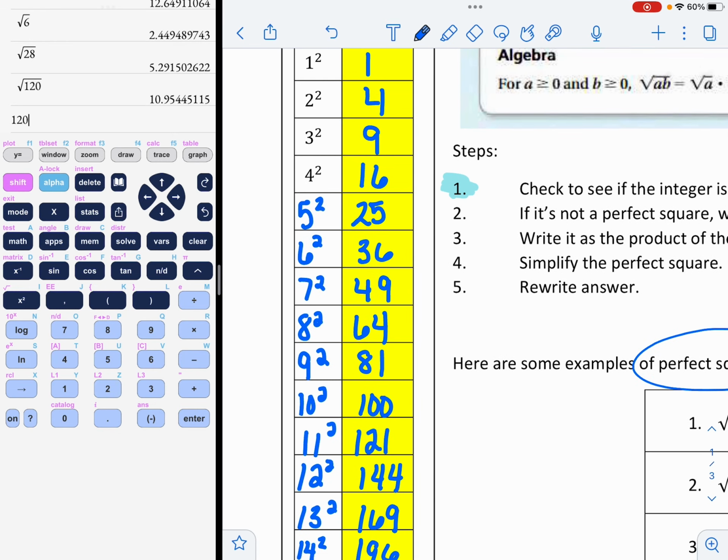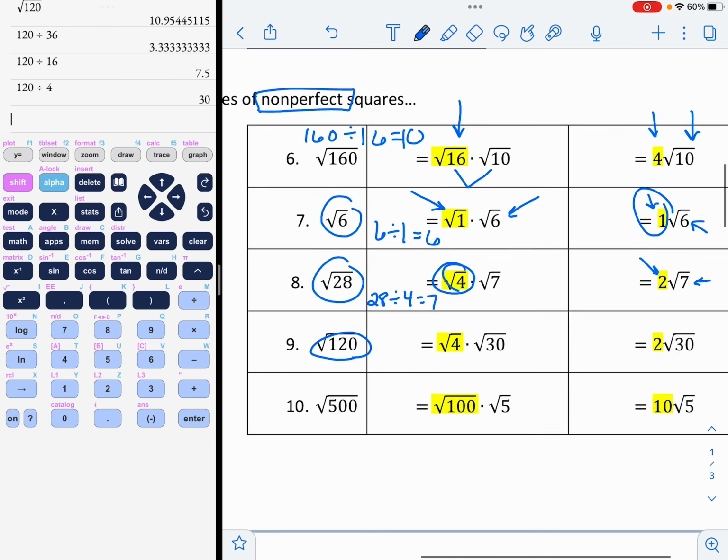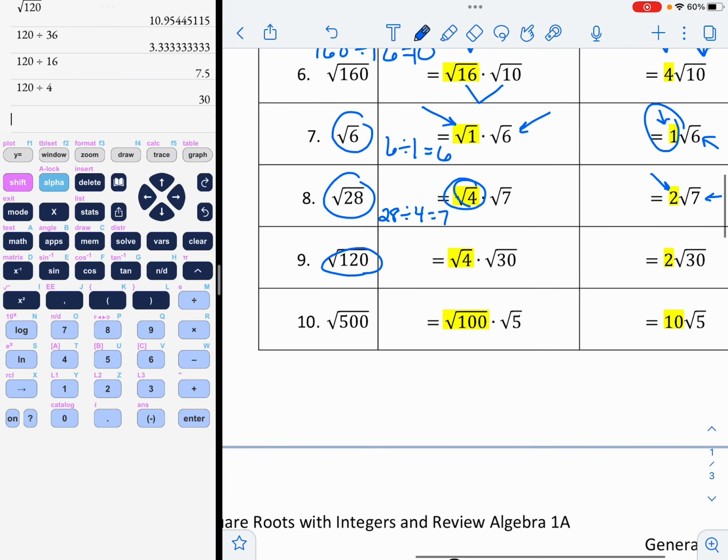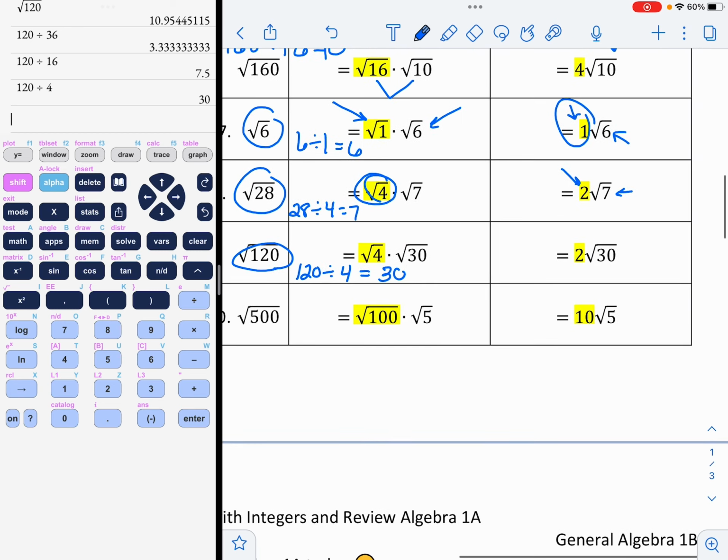So you take a look. You might think 36 goes into 120, not evenly. You might think maybe 16 goes into 120, not evenly. So the first thing that goes into 120 evenly is a 4. So that's why I wrote 4 times 30 here. Remember, I did 120 divided by numbers until I got one that worked. So I got 120 divided by 4 is 30. That's where the 2 and the 30 come from.